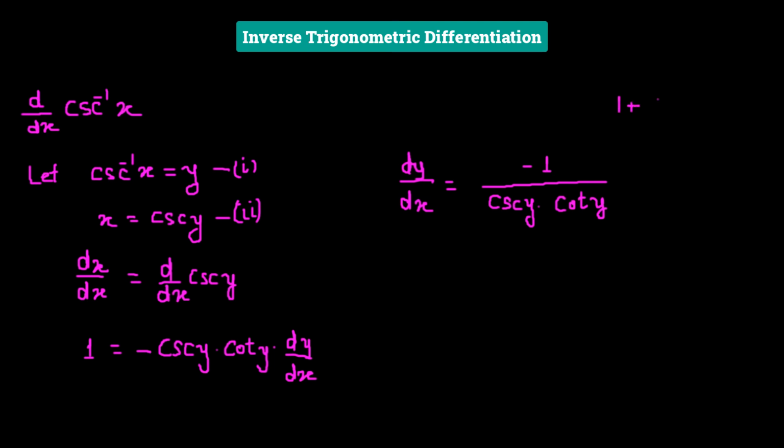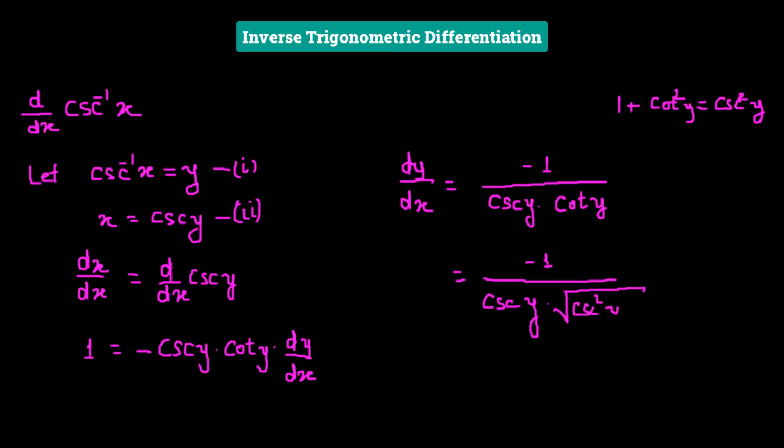Since we have 1 plus cotangent squared of y equal to cosecant squared of y, that gives us -1 divided by cosecant of y times the square root of cosecant squared y minus 1. So this can be obtained from this particular identity. So this is dy over dx. Now on the left hand side we have y, so we're going to substitute y with cosecant inverse of x by using equation number 1.